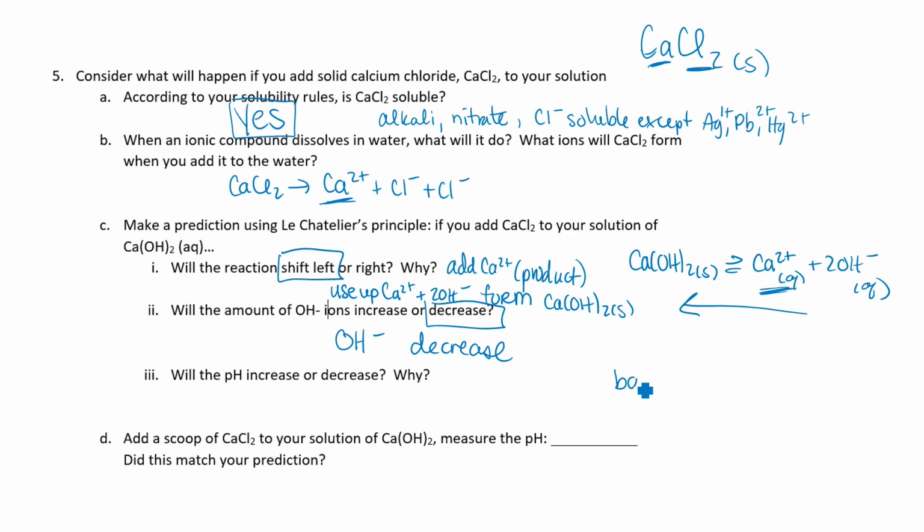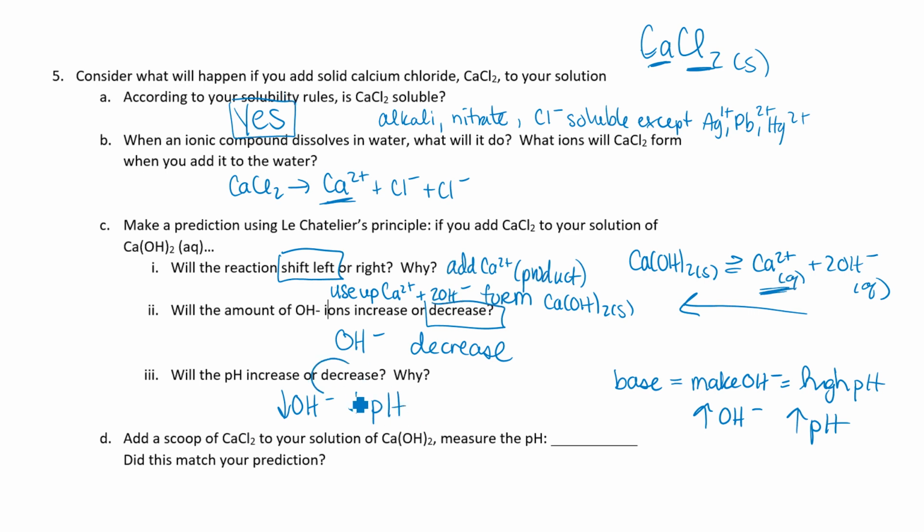Now I have to think back to our definition of acids and bases. Remember we said that bases make hydroxide and they have a relatively high pH. So the more hydroxide there is, the higher your pH is. So if you decrease your amount of hydroxide, you're going to decrease your pH. You could also get into some mathematical reasoning with the negative logs, but this might be the easier way to think about it. So we expect to see the pH go down.